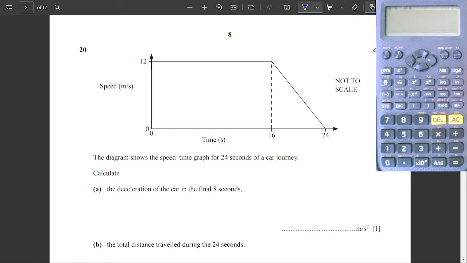Question 20, speed time graph we have here. And first of all, they ask for the deceleration. Remember, in a speed time graph, the deceleration here is equal to the gradient. Now, the gradient is always the rise over the run. The rise here from 0 to 12, so that's 12, over the run, which is the distance here between 16 and 24, which is 8. All right, or in other words, looking at the units, we've got 12 meters per second over 8 seconds.